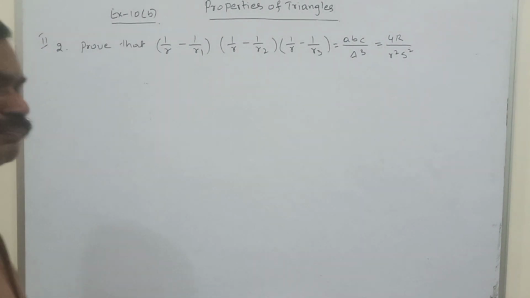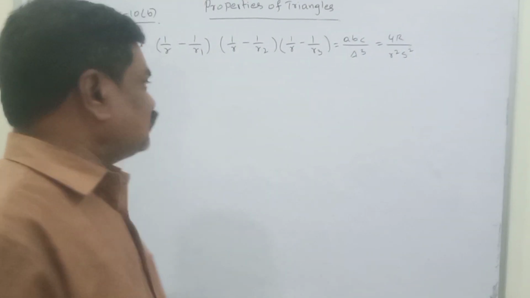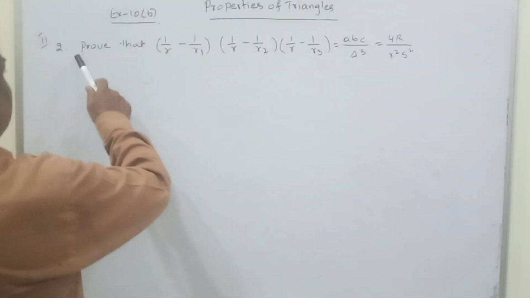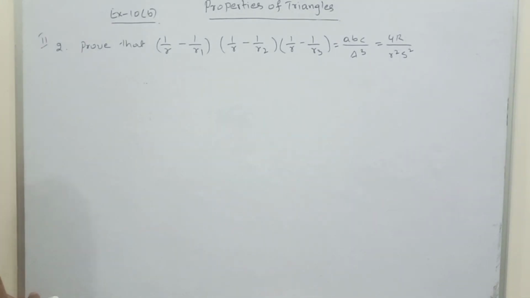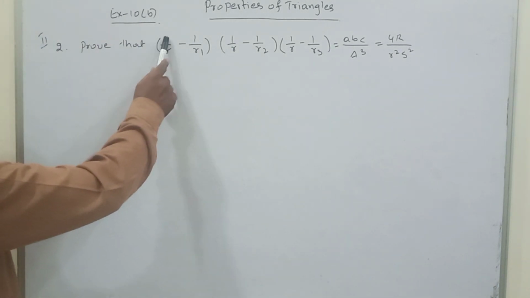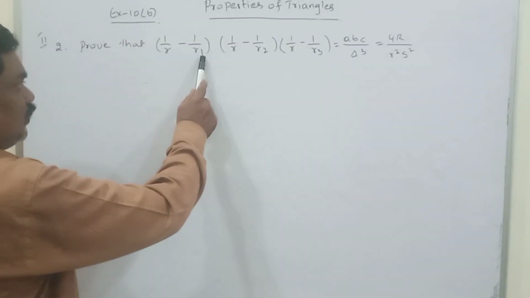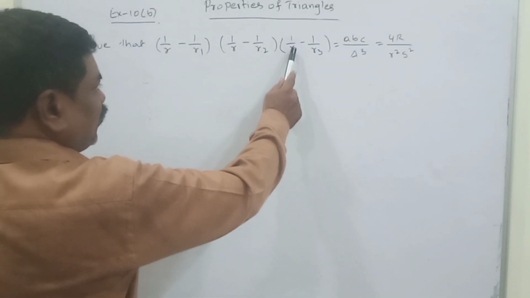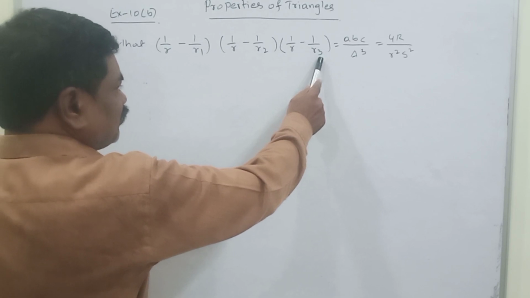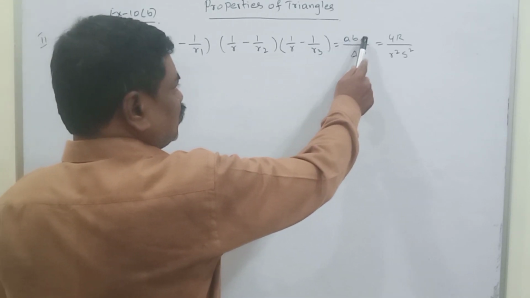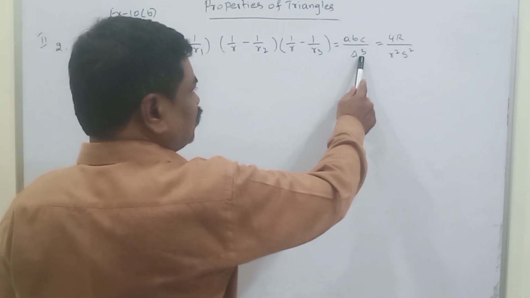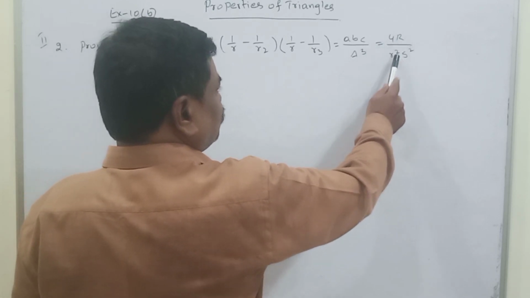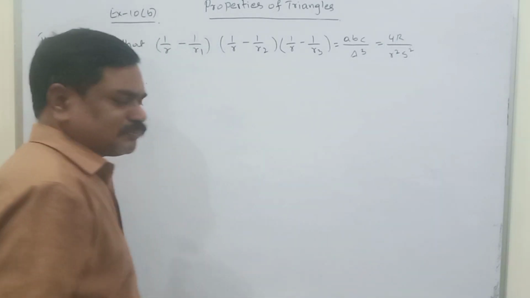Dear viewers, properties of triangles. Exercise 10b, second section, second problem. What is the given problem? Prove that (1/r minus 1/r1)(1/r minus 1/r2)(1/r minus 1/r3) is equal to abc by delta cube, which is equal to 4R by r square s square.